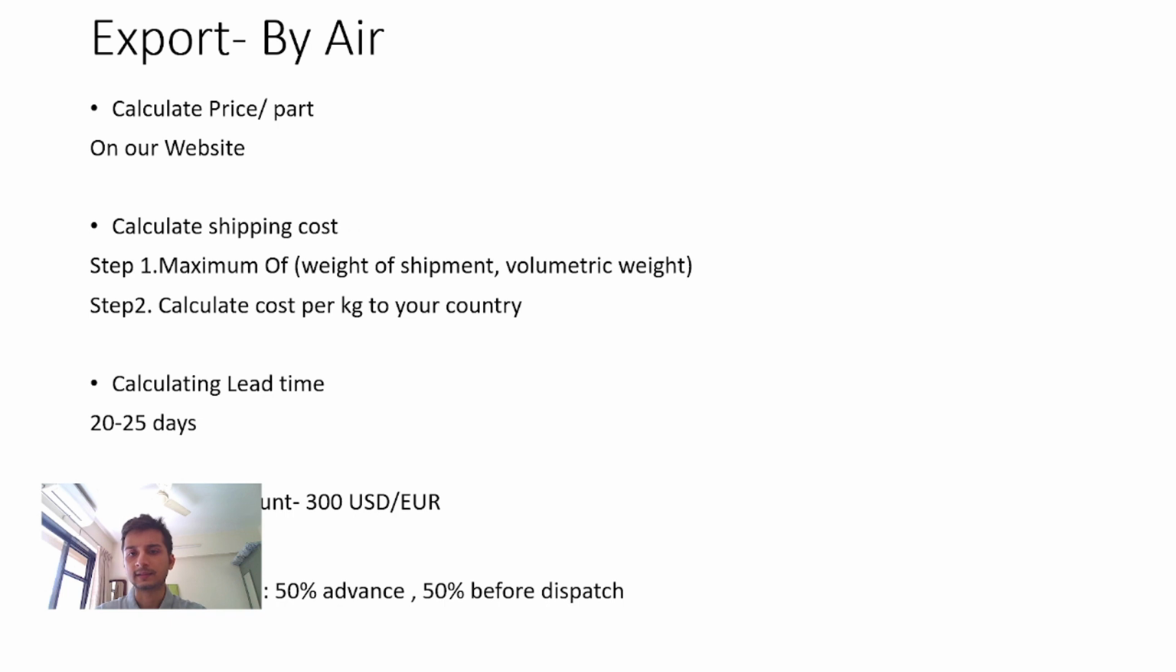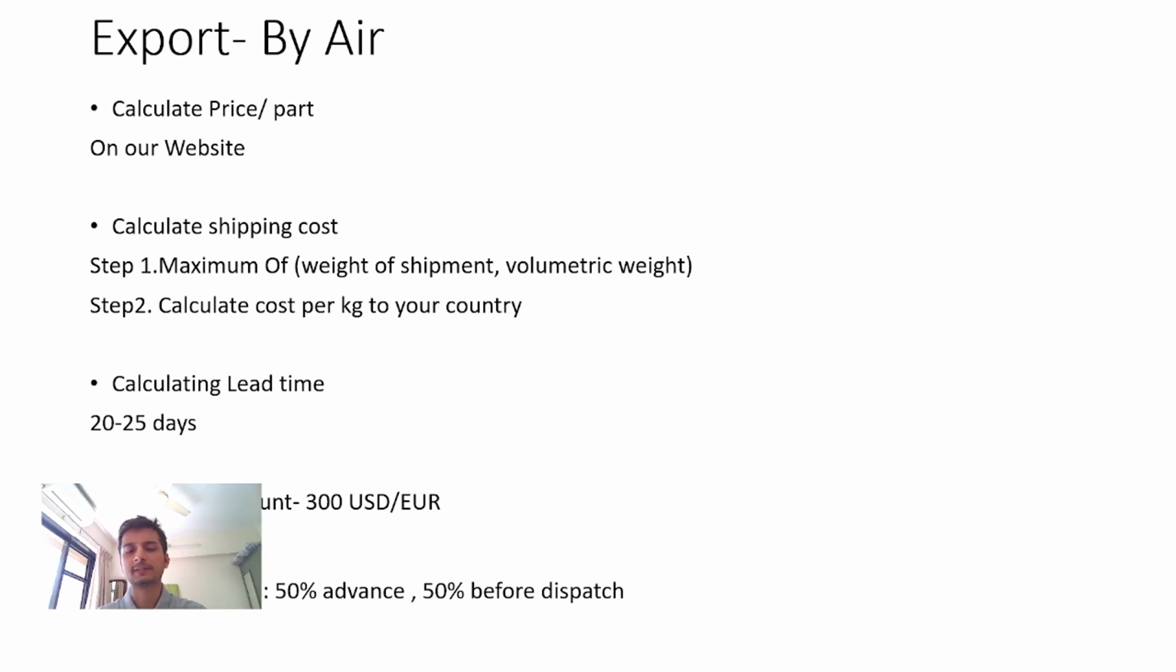Even for exports, there is documentation charges, there is custom clearance, but we don't pass on that cost to you. So only two costs you have: cost of shipment and the price per cost. So we factor that a little bit into our profits. So at least we expect an order worth at least 300 euros or USD equivalent to your currency.